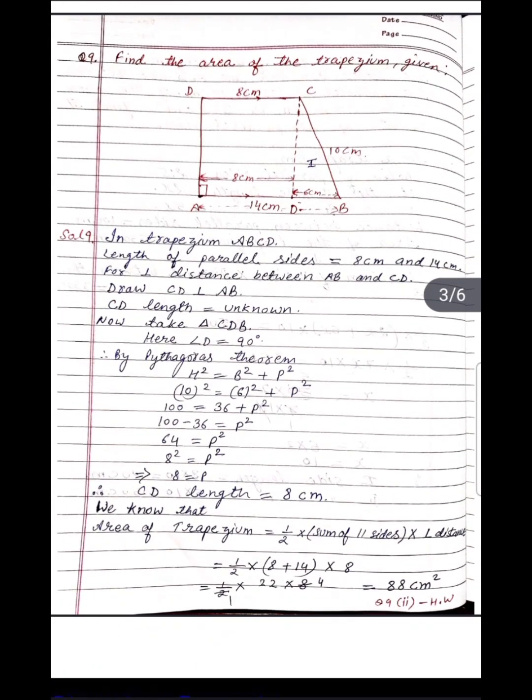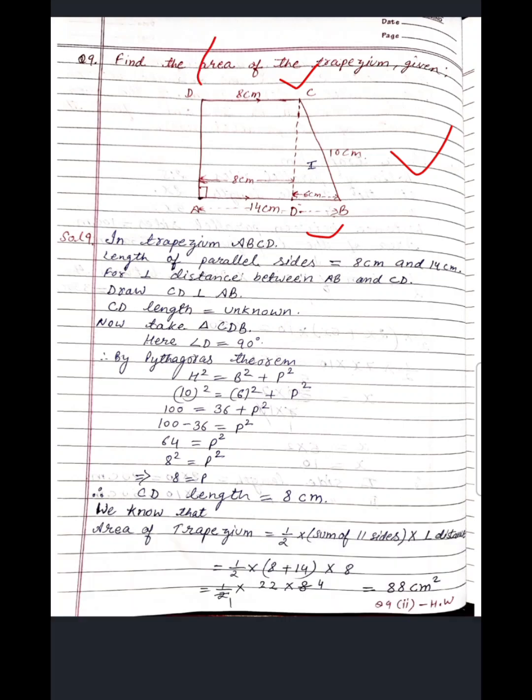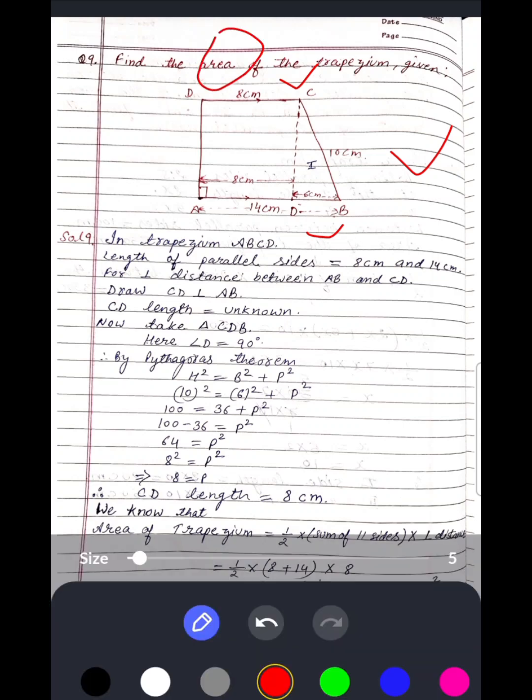In the same way, we have the second question, number 9. Find the area of the trapezium, and this figure is already mentioned in the question. So here two sides are already given, which are parallel to each other, CD and AB. And according to the question, we need to find out the area. For the area, we need the length of two parallel sides and the perpendicular distance between those two sides. But in the question you can see the perpendicular distance is missing. This distance is not given. So how can we find out the perpendicular distance?